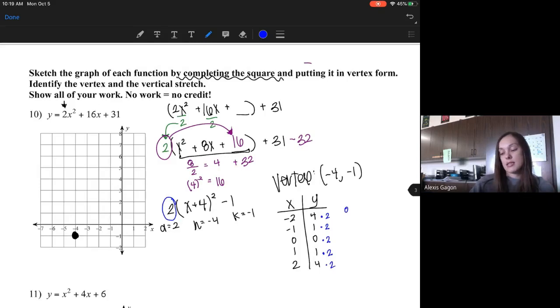So that's 8, 2, 0, 2, 4. So I'd go right 1 up 2, left 1 up 2, right 2 up, oh, that's not a 4, that's an 8. Up 8, so 1, 2, 3, 4, 5, 6, 7, 8. And then same thing here. And there is that function.